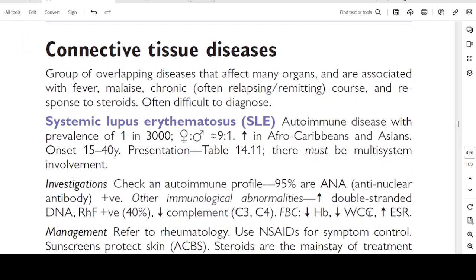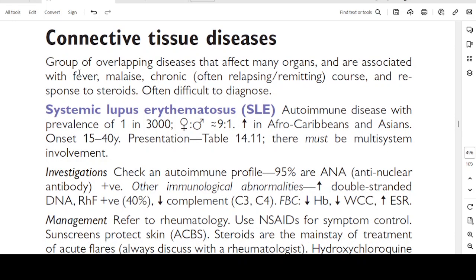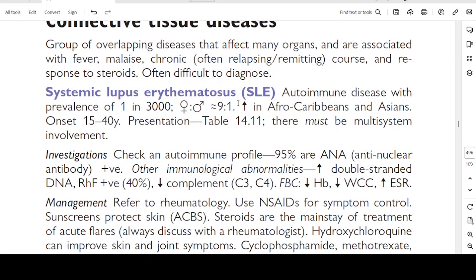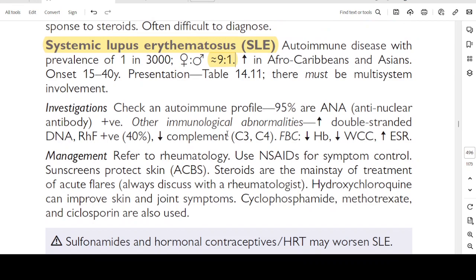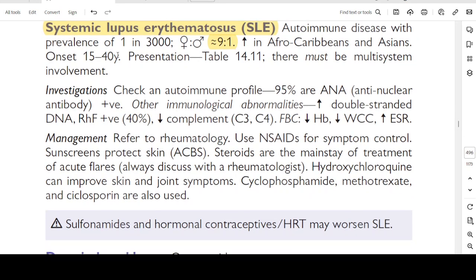Connective tissue diseases. The group of overlapping diseases that affect many organs and are associated with fever, malaise, chronic, often relapsing remitting course, and response to steroids, often difficult to diagnose. Systemic lupus erythematosus is an autoimmune disease with prevalence 1 in 3000. Female to male ratio is more, 9:1. Raised in Afro-Caribbeans and Asians. Onset is 15 to 40 years. Presentation as in table. There must be a multisystem involvement in SLE.